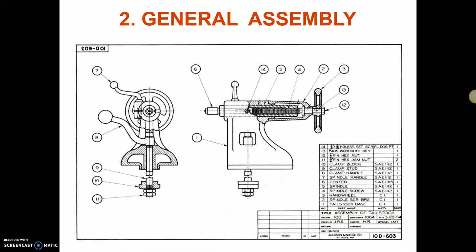And this is an example of a general assembly drawing, where we already assemble all the parts together to provide a complete drawing like this. And the only thing provided here is the balloons to show different parts.